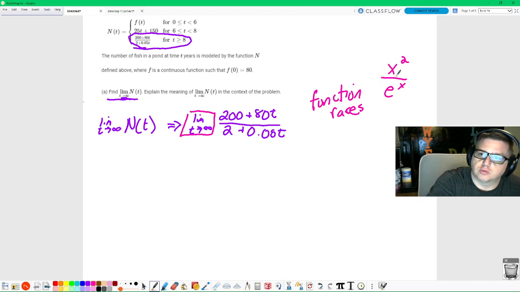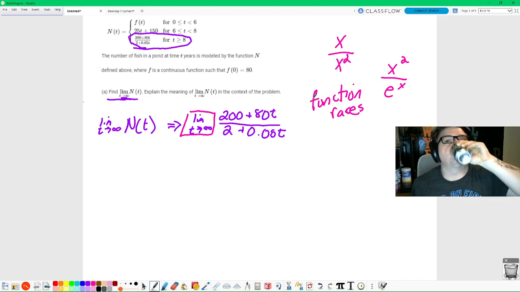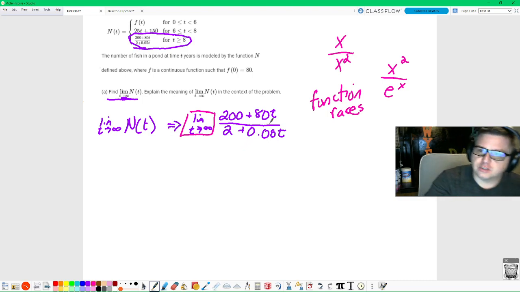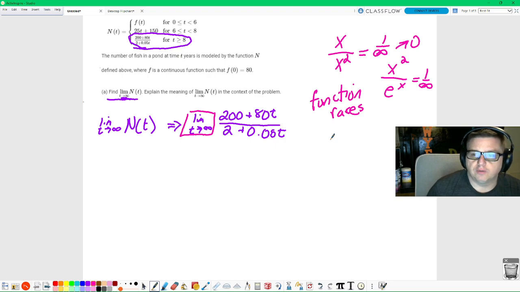So when we look at function races, we're looking at which function goes faster. Even in this scenario, which function is going to go faster? A straight linear curve, or a parabola curve? And you know what reaches infinity much quicker is going to be the x squared. That's the one that's going to win the race, which means it's going to be 1 over infinity. And we know 1 over infinity goes to 0. So when we look at this, we do have function races.